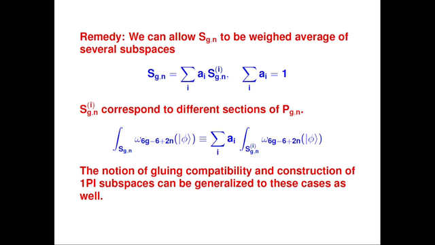And we can extend the notion of gluing compatibility and construction of one pair subspaces to this case as well. Okay. It is a little technical, but it is definitely possible. Okay. So, in many cases, at least in fermionic string theory, okay, we will have to make use of more general subspaces SGN of this kind, okay, nevertheless which has to obey the same constraints of gluing compatibility and existence of one pair subspaces. Okay, I think I will stop here. So, next time we will start with the fermionic strings.